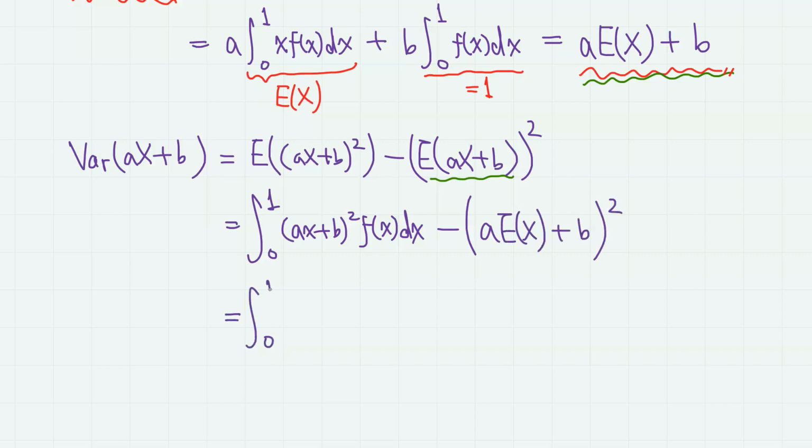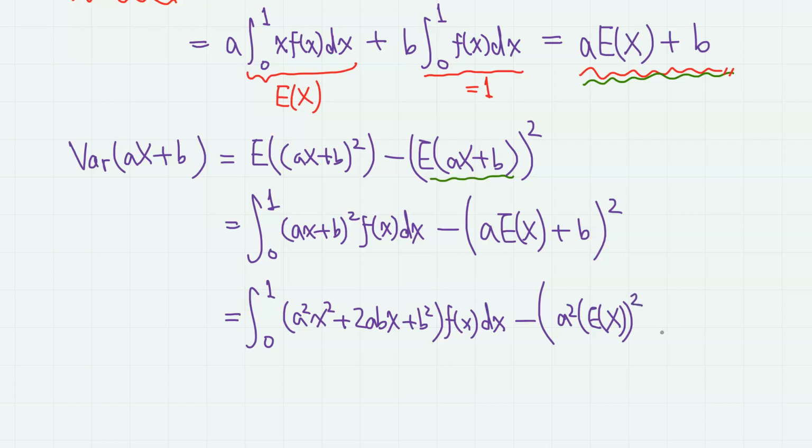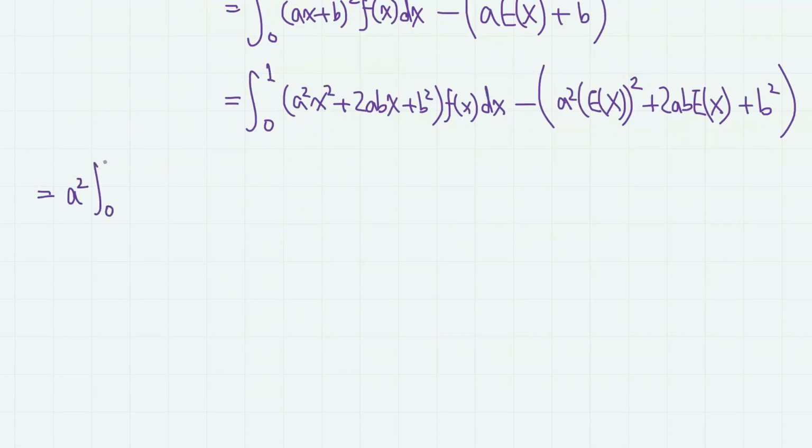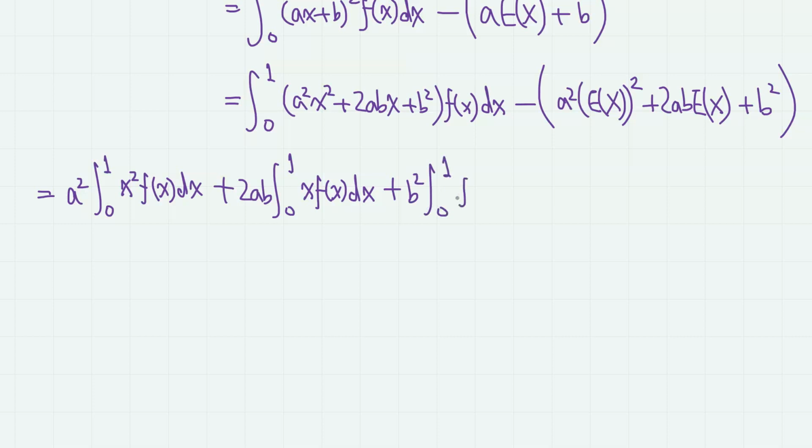So we have integral (a squared x squared plus 2abx plus b squared) f(x) dx minus (a squared E[X] squared plus 2ab E[X] plus b squared). Therefore, we have a squared integral x squared f(x) dx plus 2ab integral x f(x) dx plus b squared integral f(x) dx minus a squared E[X] squared minus 2ab E[X] minus b squared.